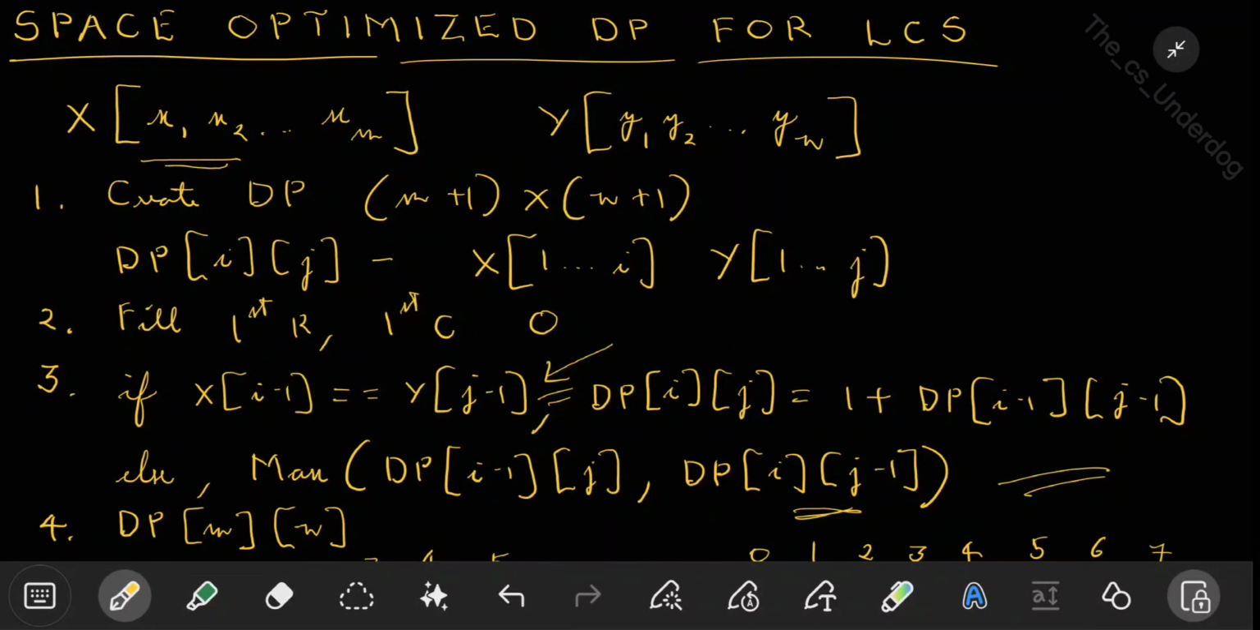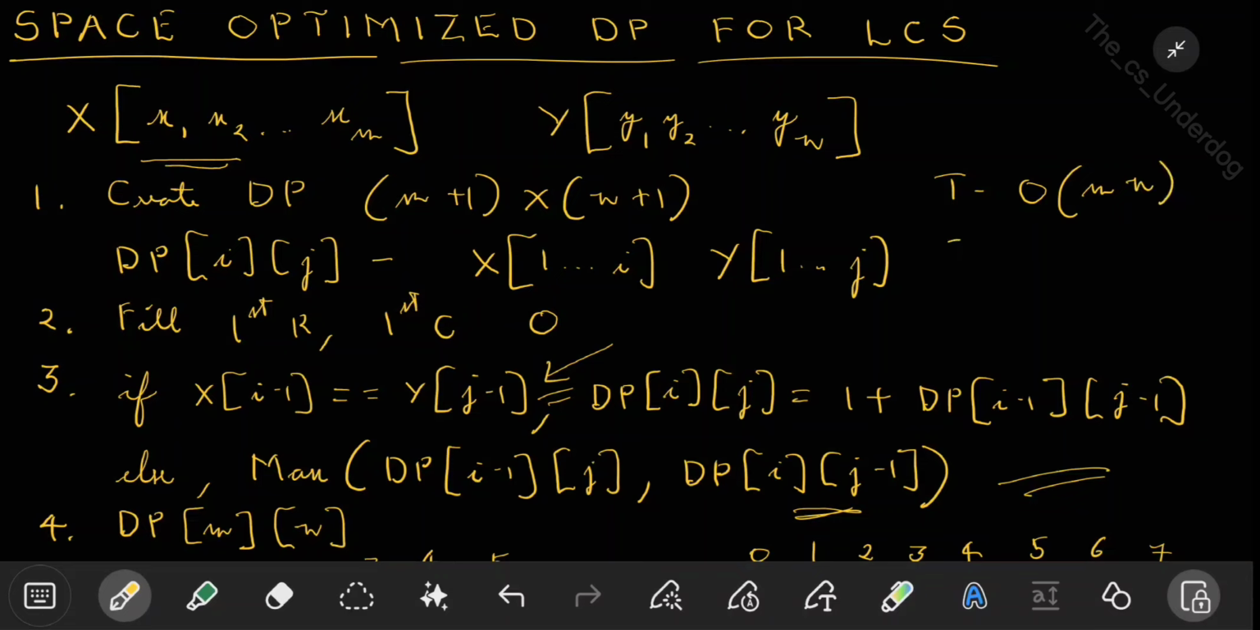Space optimized dynamic programming for longest common subsequence. In the last two lectures, we learned about the longest common subsequence problem and the dynamic programming solution that can be used to solve this problem. In this lecture, we'll see how to bring the space complexity of the dynamic programming solution down so that it becomes more space efficient. We learned that the time complexity of our algorithm is order of m into n.